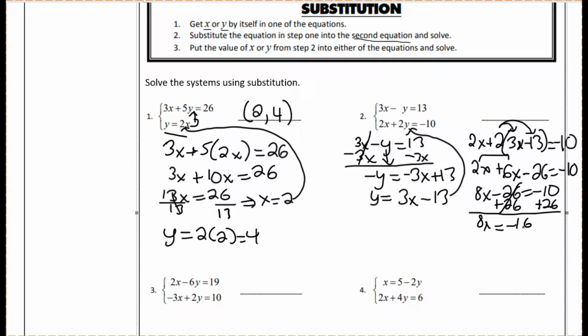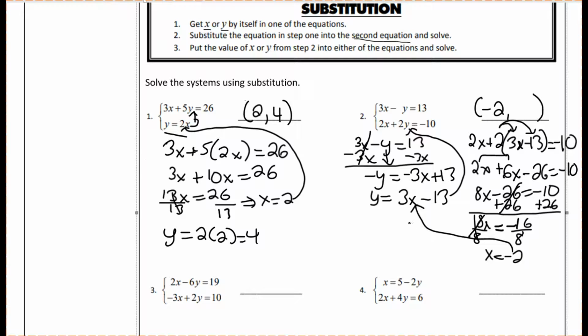We have 8x equals negative 16. Divide the 8 on both sides, and we get x is negative 2. So now we have the x coordinate. Now we need to find the y coordinate. So what we're going to do is take the x equals negative 2 and plug it into this equation.